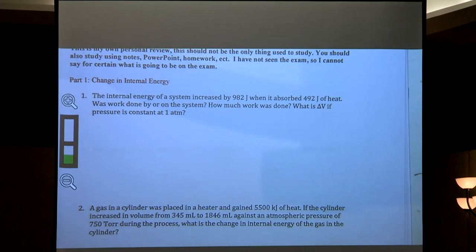All right, I'm going to start. So the way the review is organized is it starts from the beginning of the chapter, going to the end of the chapter. We're going to start easy with internal energy stuff and finally end up with H of formation, H of reaction. Okay? All right, let's get started.